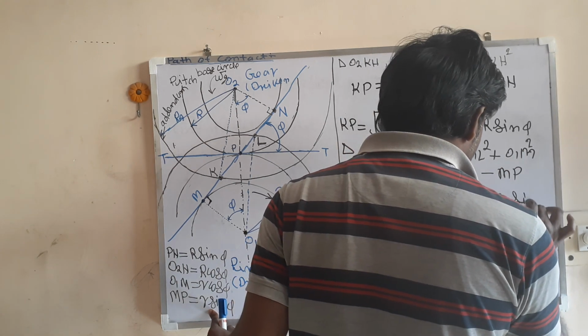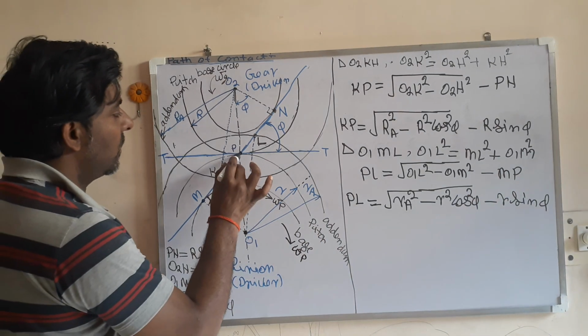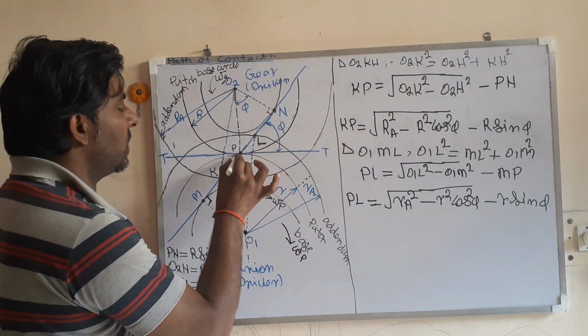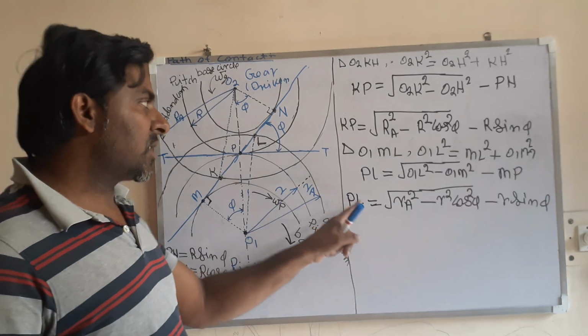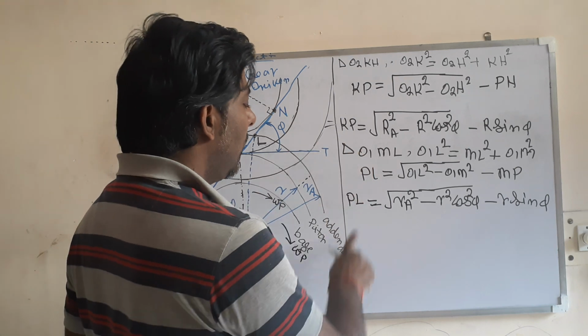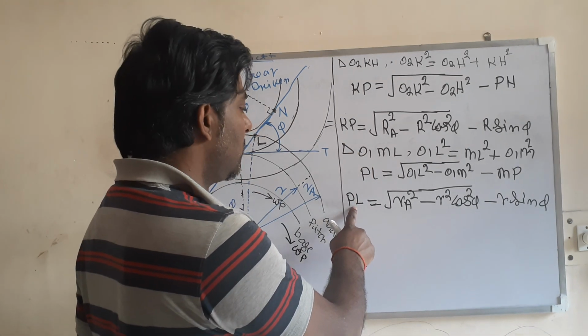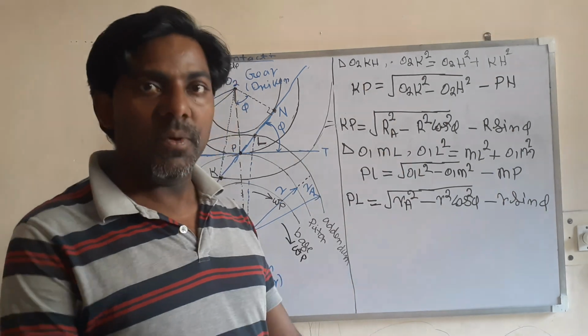So this is small r sin phi. What is this PL? Look here. This PL is the path of recess. So I have derived the expression for what here? Look, this is the path of approach and this is the path of recess. By adding these two, you can get the expression for the path of contact.